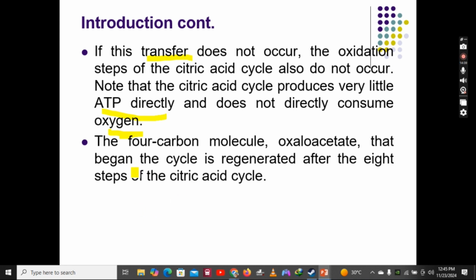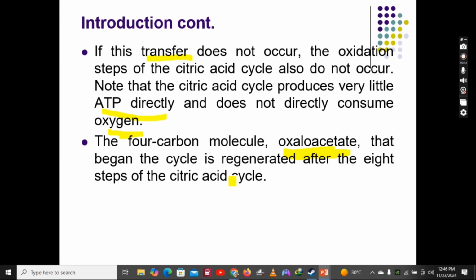So we have the 4-carbon molecule. The 4-carbon molecule that starts the citric acid cycle is what is called oxaloacetate. Okay, this is the 4-carbon molecule that we have.